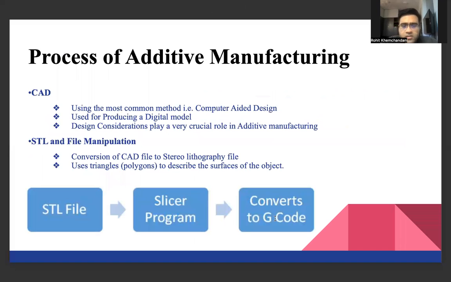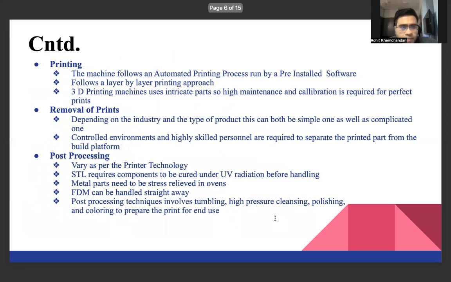Talking about the process, CAD is very important, used to design and produce a digital model. Design considerations play a very crucial role in additive manufacturing or 3D printing. Then STL and file manipulation: conversion of the CAD file to a stereolithographic file, using triangles and polygons to describe the surfaces of the object. The STL file is taken to the slicer program, which then converts it to G code.